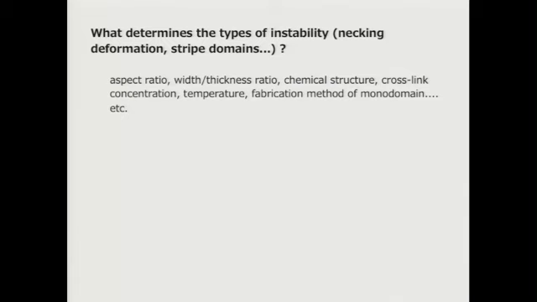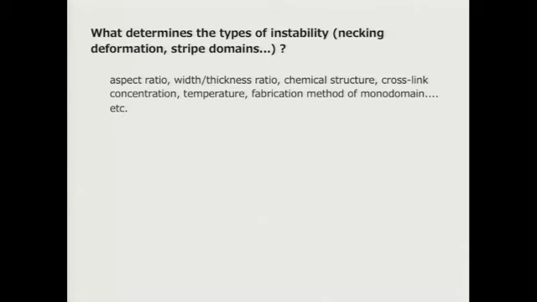We also have to consider this problem: what determines the type of instability? We observe the necking deformations, but at present we did not observe the stripe domains. Now we have many parameters, for example aspect ratio, width and thickness ratio, chemical structure, cross-link concentration, temperature, and the fabrication method of the monodomain, etc. So the situation looks very complicated.